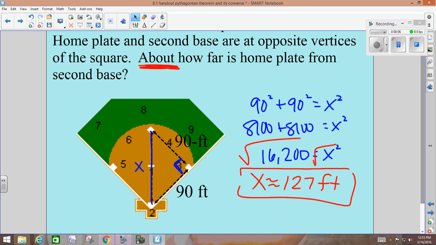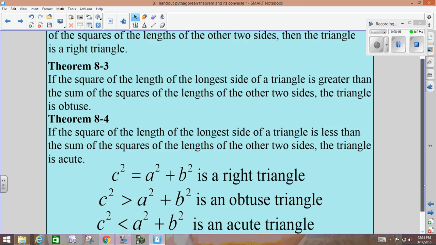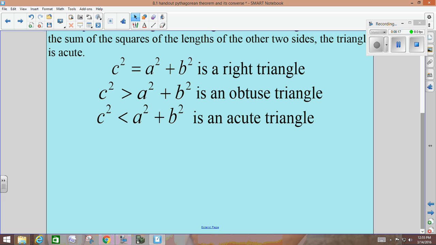Okay, that's your Pythagorean theorem. Seem doable? All right, the converse of the Pythagorean theorem. I'm not going to read those words to you. I'm going to explain it my own way. The converse of the Pythagorean theorem will tell you what type of triangle you're working with: a right triangle, an acute triangle, or an obtuse triangle, based off the side lengths. So if I give you 3 side lengths, you can use your Pythagorean theorem to determine what type of triangle they make.